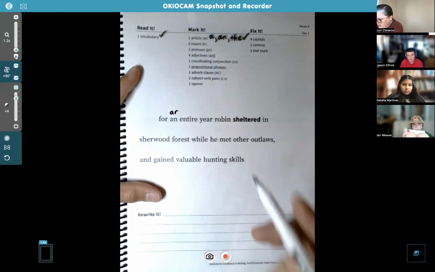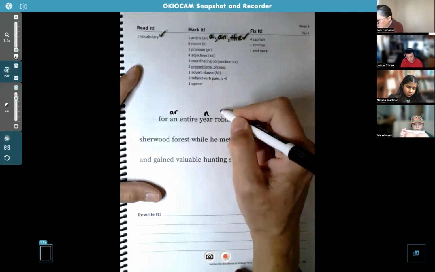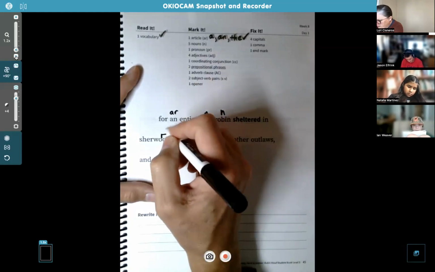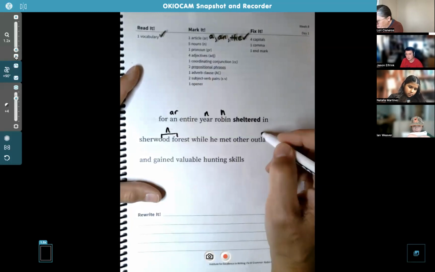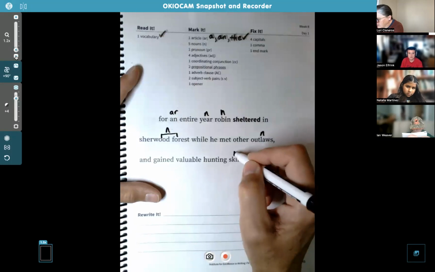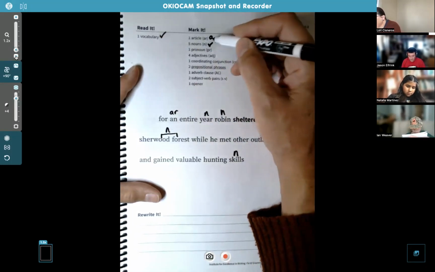Year. Good. Robin. Good. Sherwood Forest. Good. Outlaws. Yeah. And then I think skills. Yes, good. 1, 2, 3, 4, 5. You got it. Good job.